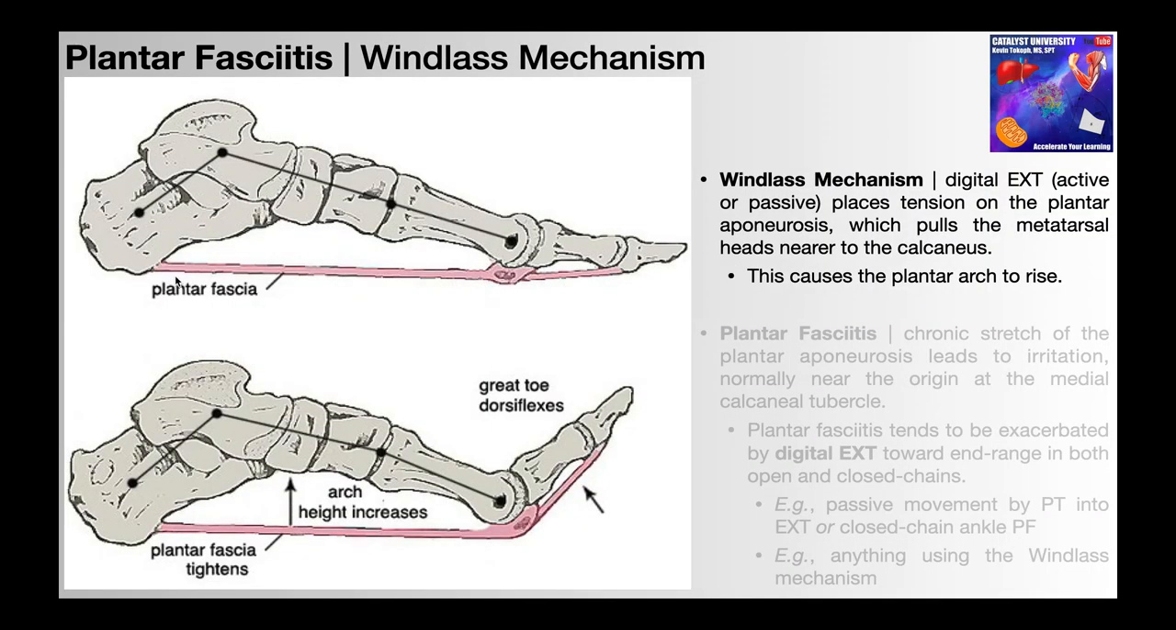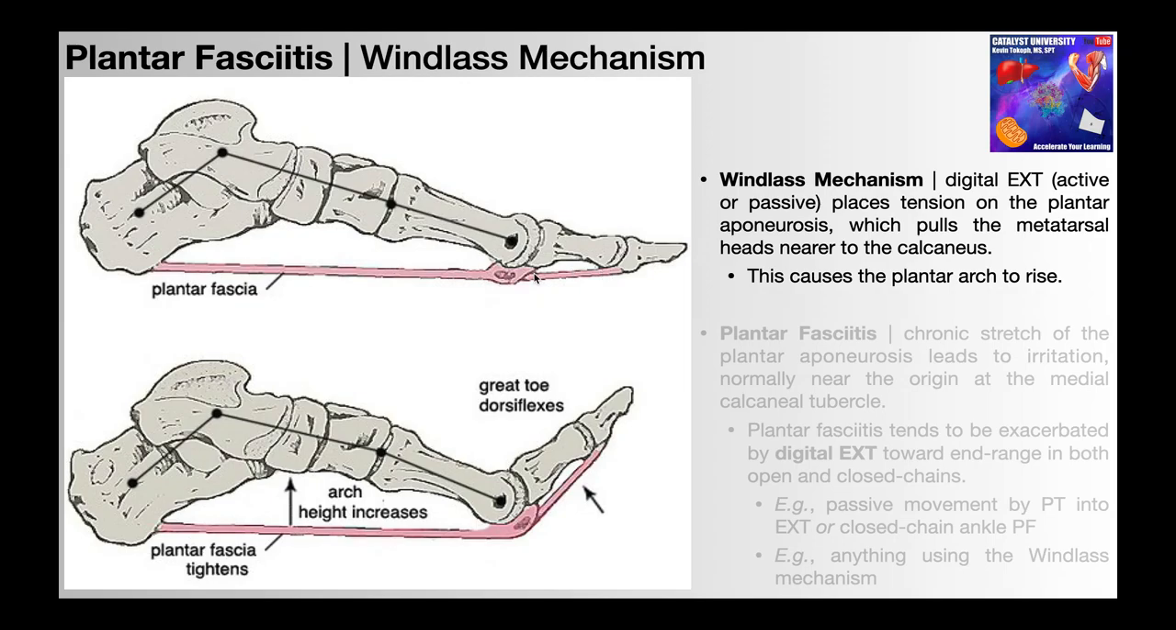So here's a side view of the foot. You can see here on the bottom, this pink tissue would be the plantar fascia. You can see its origin at the medial tubercle of the calcaneus. You can see one of its insertions here on the metatarsal heads, but as you can see, there's an extension of it that also goes to the distal phalanx. And you can think of all of this as one continuous unit.